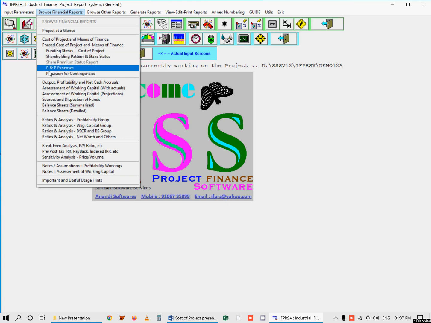Detailed reporting on calculation of P&P expenses and IDC. Detailed reporting on workings of provision for contingencies.